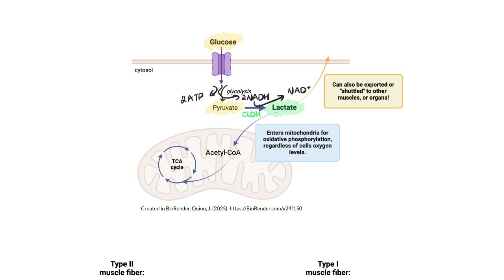Lactate can now enter the mitochondria in the step here. There's something called an MCT transport protein here in the cell membrane. Lactate will be converted back into pyruvate. There's an enzyme called mitochondrial lactate dehydrogenase in the mitochondria that does this, to then become acetyl-CoA via the link reaction and enter the Krebs cycle as before.